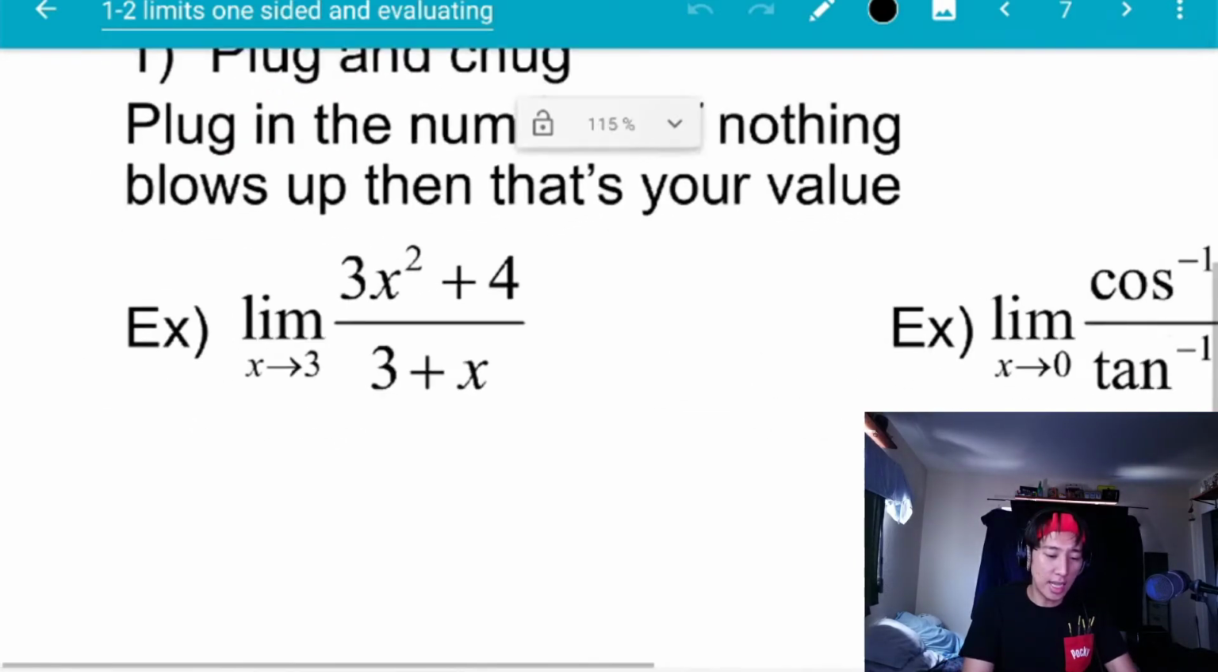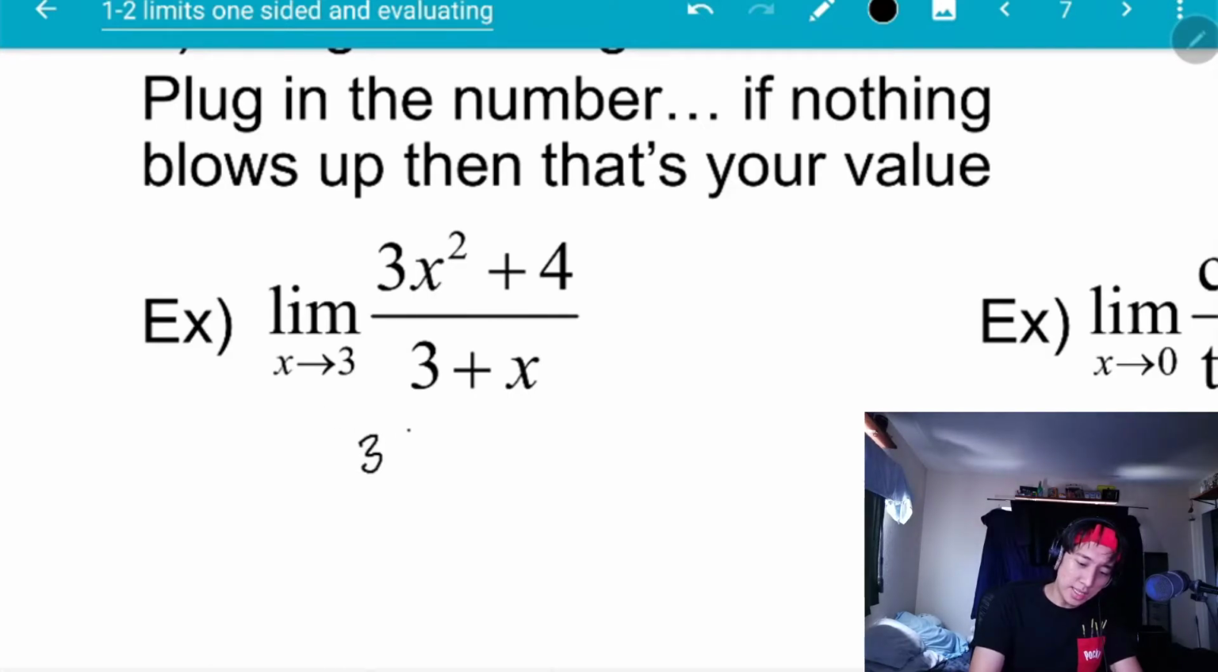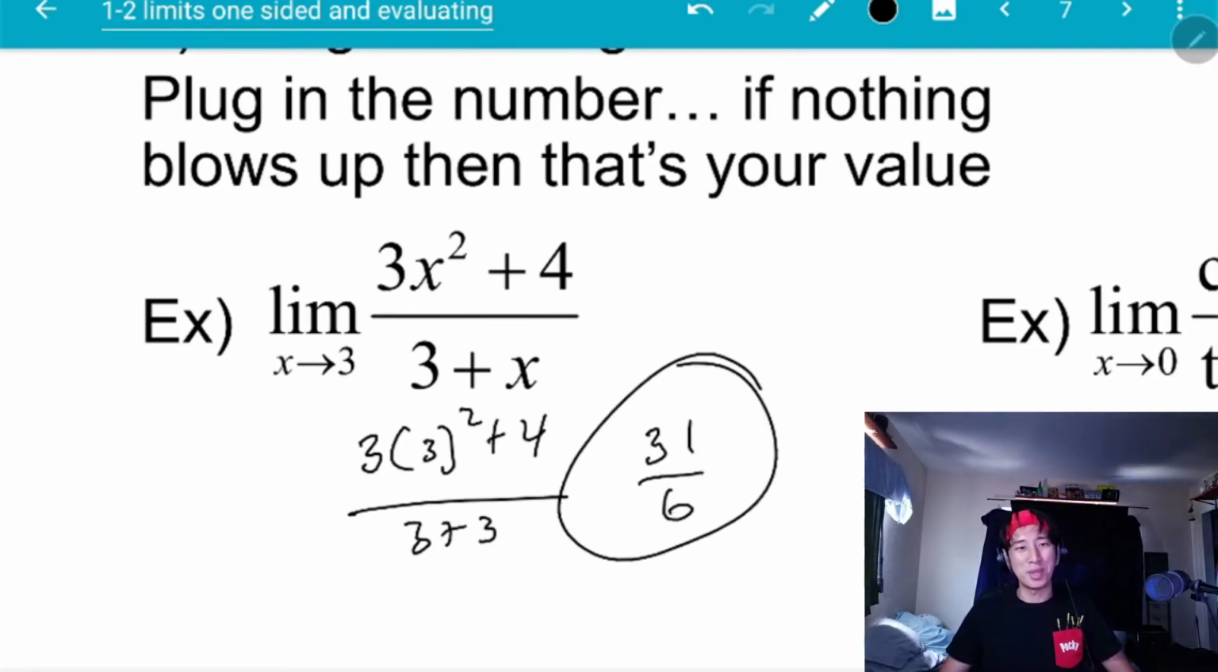So if I were to just take this and plug it in, I'd say, okay, what's the limit as x approaches 3? Well, let's just plug in 3 and see if that works out. So we're going to get 3 times 3 squared plus 4 over 3 plus 3. So that's going to be, what is that? Gosh, 9, 27, 31 over 6. Done. That's your limit, 31 over 6. You just plug in your number. If it doesn't break any of your rules of math, you'll be totally fine.